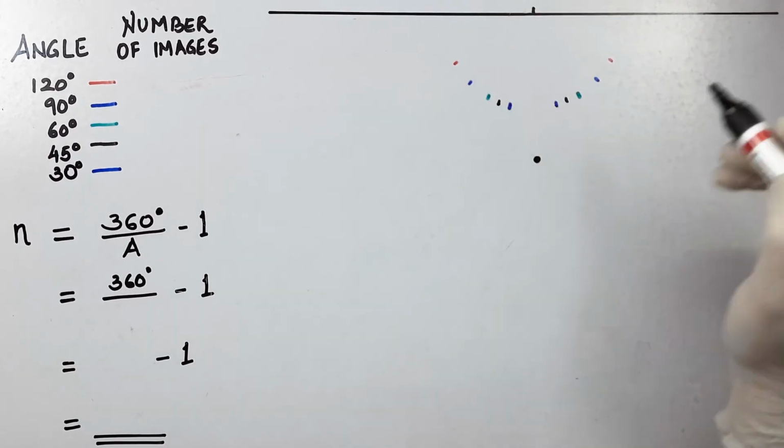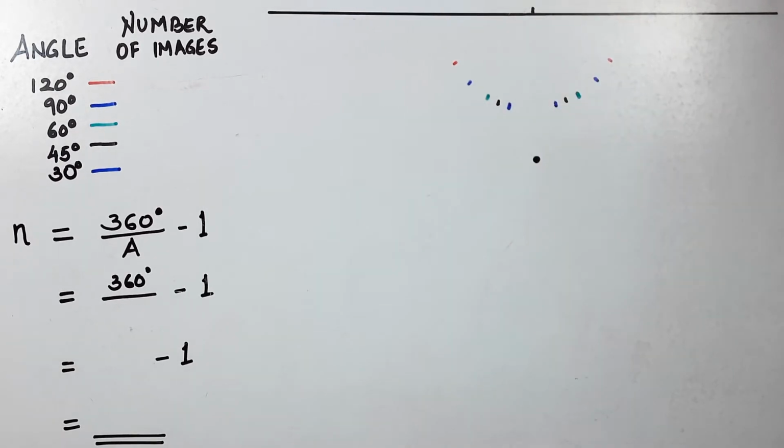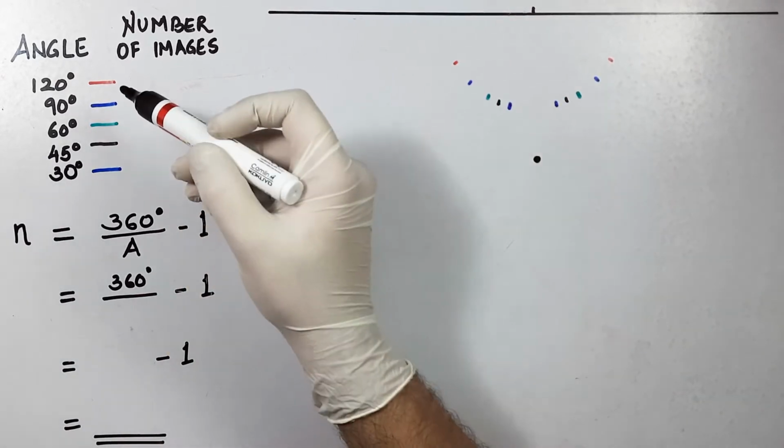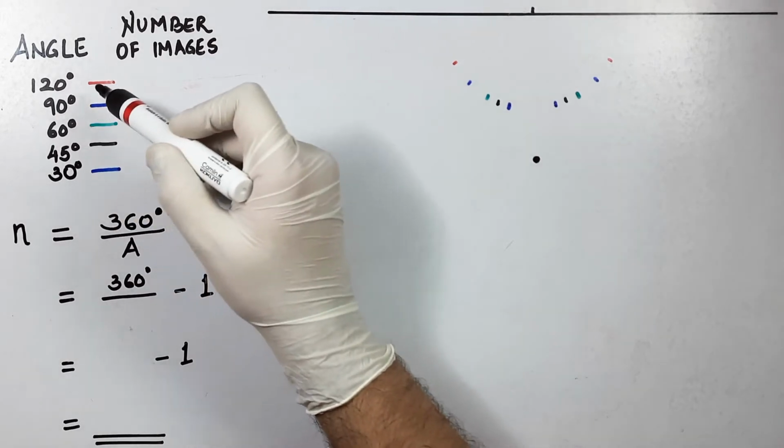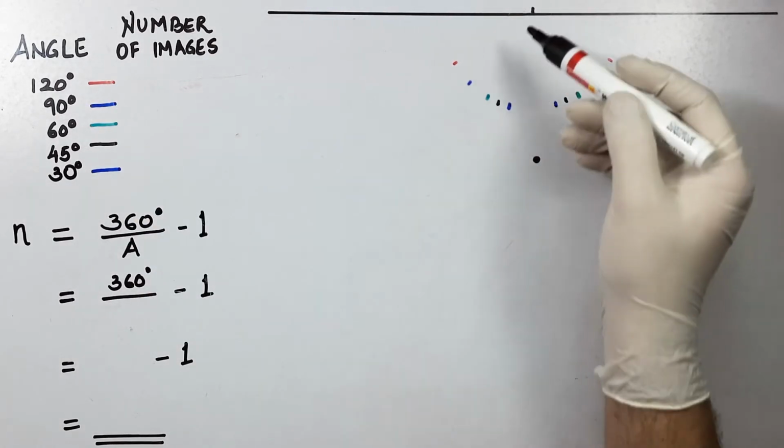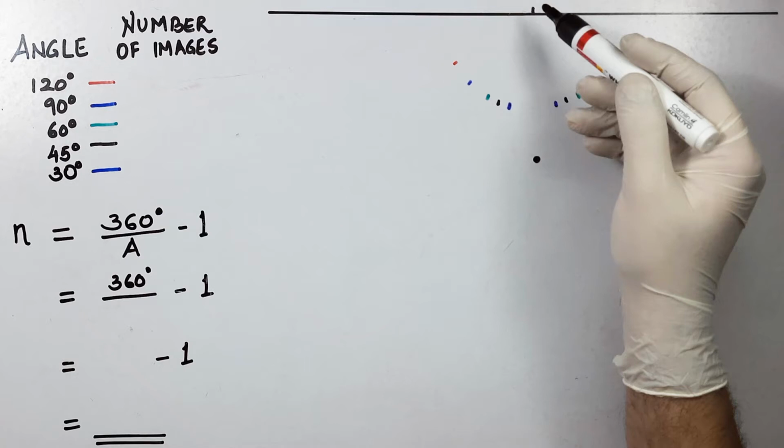We have a baseline and we have considered an anchor point, and then there are some markings which have been made here. If you see, there is a red marking in front of 120 degrees here, and the same red marking is made on these two sides.